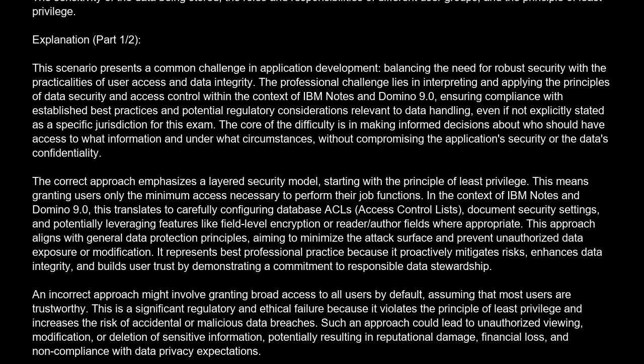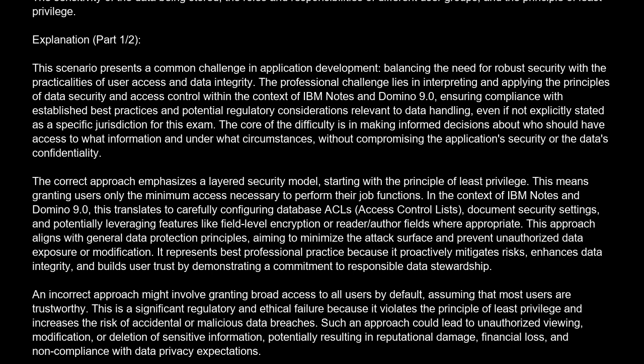This approach aligns with general data protection principles, aiming to minimize the attack surface and prevent unauthorized data exposure or modification. It represents best professional practice because it proactively mitigates risks, enhances data integrity, and builds user trust by demonstrating a commitment to responsible data stewardship.